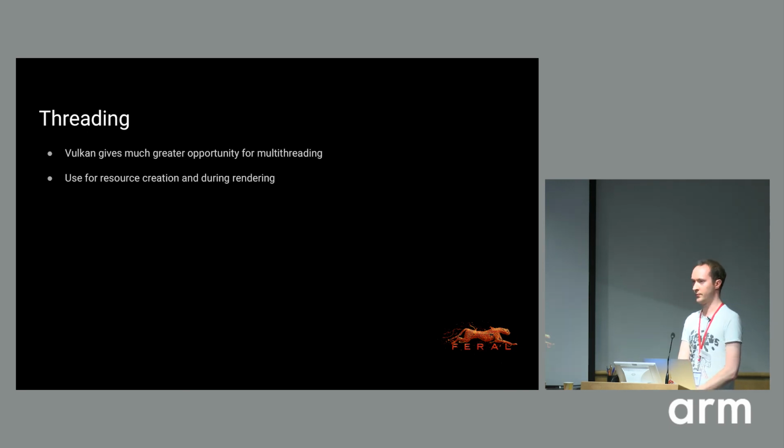The next thing I'll talk about is threading. Vulkan gives you much greater opportunity for multi-threading compared to the older APIs. There are very few places where the API is going to say you have to do all of this from a single thread, like you have a device context you have to use on a single thread in the older APIs. We're using it as part of doing resource creation and as part of our main rendering. I'll give you a few examples of what we're doing here.